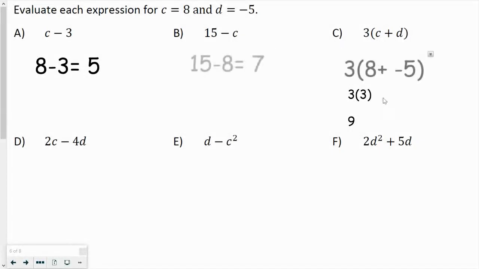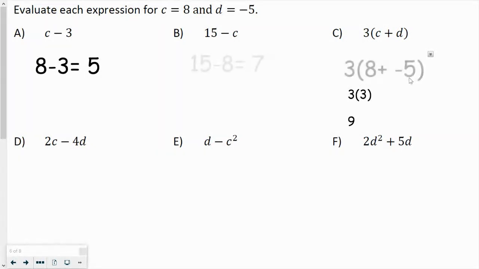C, I forgot to hide that one. You're going to get 3 times the sum of 8 minus 8 plus a -5. The flashing's throwing me off. I'm sorry for the flashing, guys.